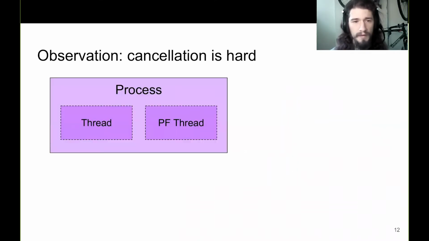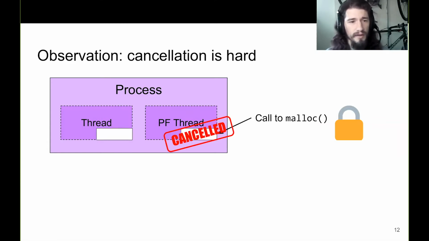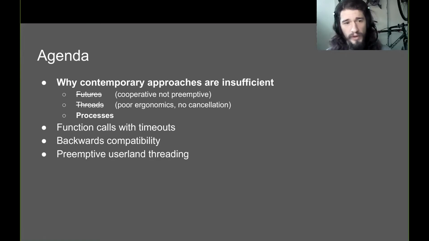The trouble is with the process or with the thread model, it's actually hard to do that cancellation. So here we've spawned a second thread to perform the preemptible part of the work. But imagine that thread calls malloc, for example. As you may know, malloc uses a shared heap region that is used by multiple threads, and so therefore it takes a lock. Now if we cancel that thread and another thread tries to call malloc, it could deadlock. It turns out that there's moderate overhead for spawning kernel threads, about 30 microseconds of critical path latency. So we can eliminate kernel threads because of their poor ergonomics and lack of cancellation.